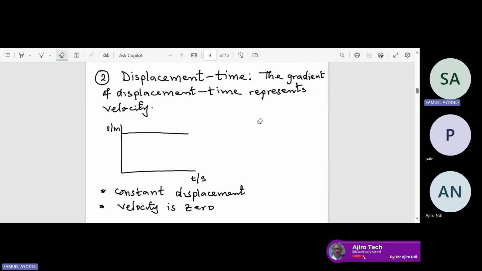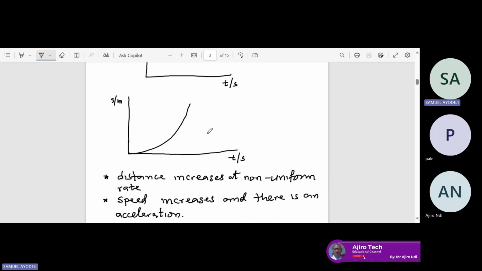Displaying the time graph in the same format, but what's the difference? What changes here is the gradient. The name of the gradient is different. So here now it gives you velocity. The gradient gives you velocity.